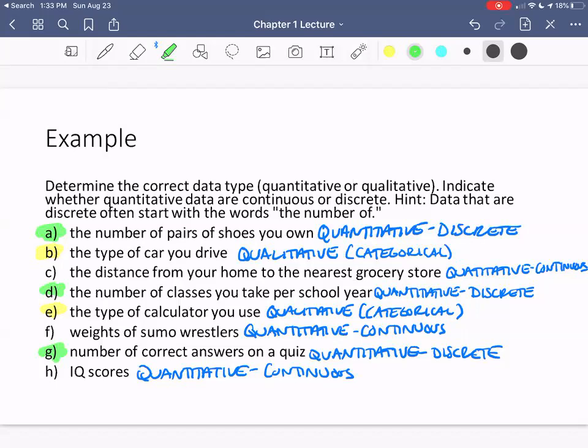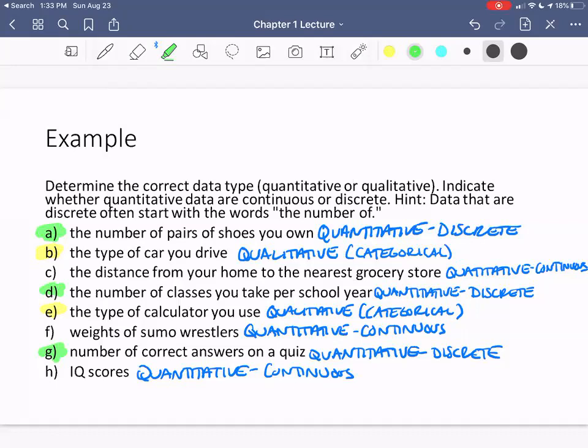So it is discrete. You have one pair of shoes, two pairs of shoes, three pairs of shoes, and so forth. Then the number of classes you take per school year is definitely discrete. You're either taking no classes, maybe taking the semester off, or one class, an easy light load, or two classes. Maybe you're working less hours and trying to put more work into school. You can take three classes, four classes, and so forth. So those are discrete counting numbers.